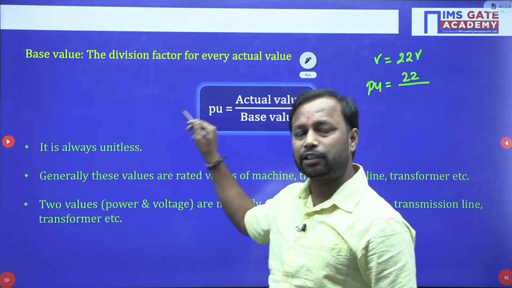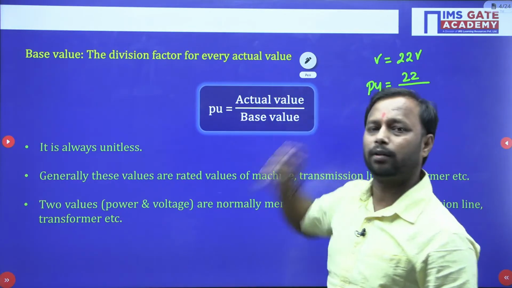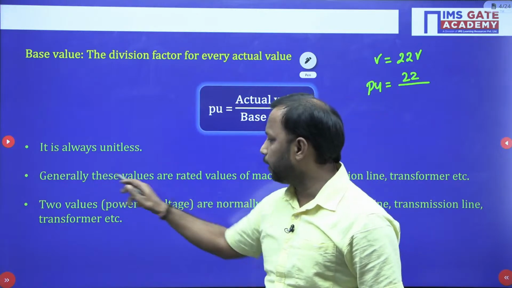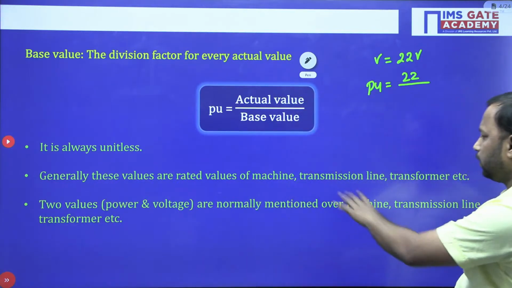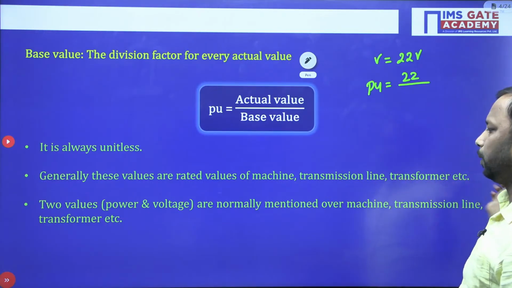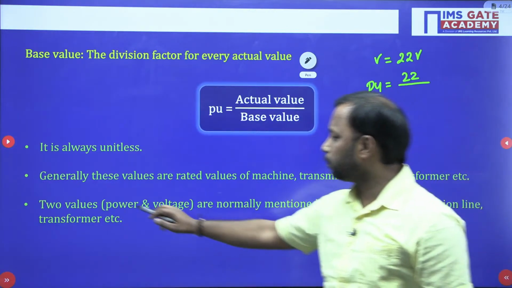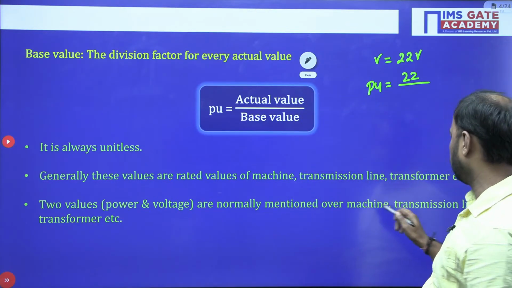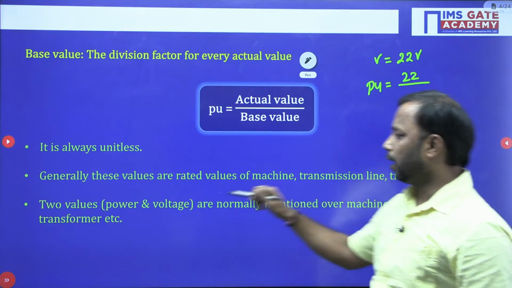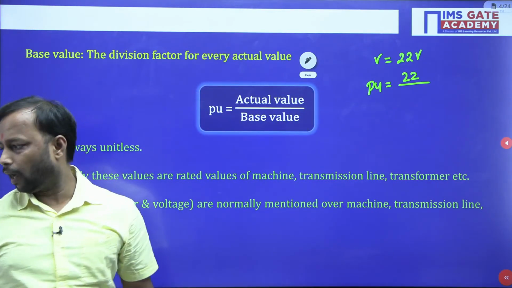All right. So these are certain points related to per unit. It is always unitless because these two terms have the same quantity. Generally, these values are rated values of machines, as I already discussed, transmission lines, transformers, etc. Two values, power and voltage, mark my word, power and voltage are normally mentioned on the machine, transmission line and transformer. All right, any doubt in this?